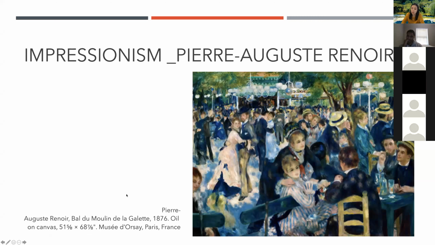This painting is one of Impressionism's most celebrated masterpieces. The painting depicts a typical Sunday afternoon at the original Moulin de la Galette in the district of Montmartre in Paris. In the late 19th century, working class Parisians would dress up and spend time there, dancing, drinking, and eating.